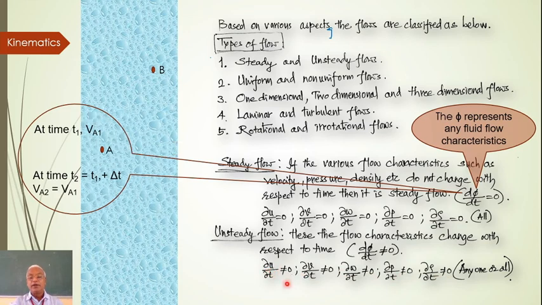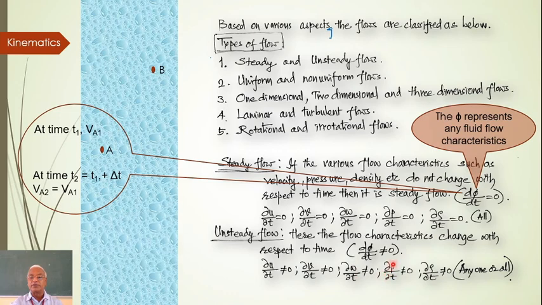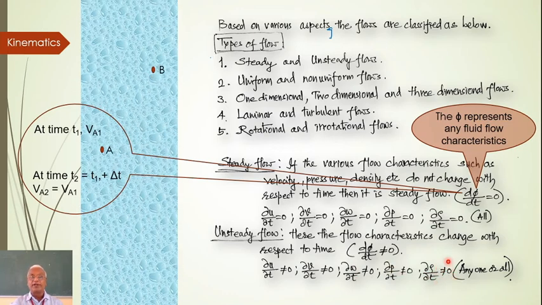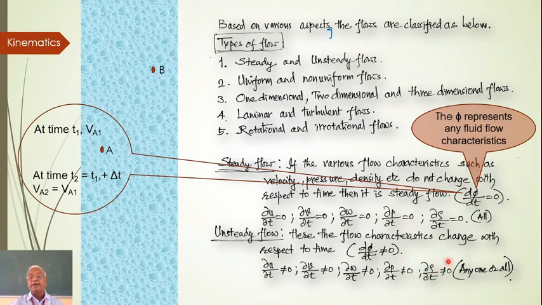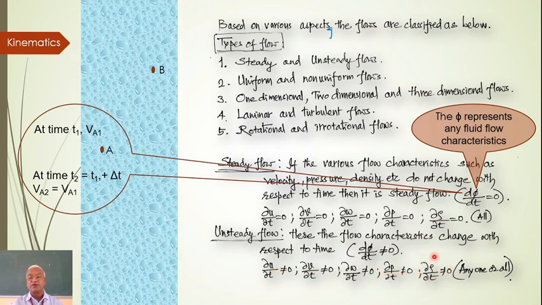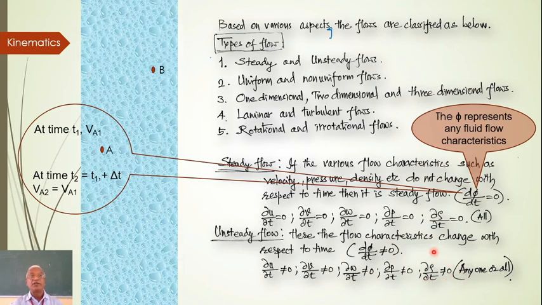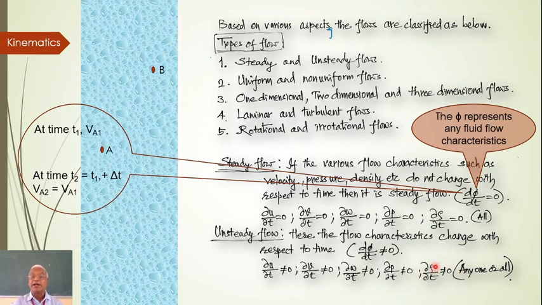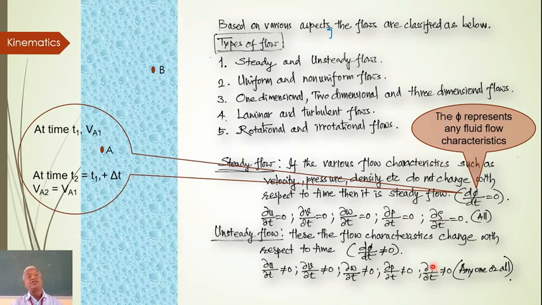Means dou u by dou t equal to 0, dou v by dou t equal to 0, dou omega by dou t equal to 0, dou p by dou t equal to 0, but dou rho by dou t is not equal to 0, it has got some value. Then though all the other values are equal to 0, because this one is changing, it is unsteady flow. Density is not remaining the same all along the time, density is changing with respect to time, then we say that it is unsteady flow.